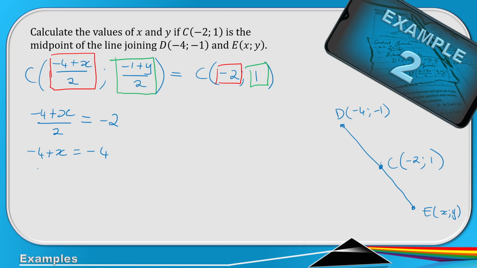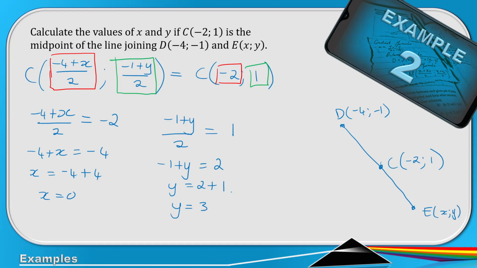Take the 4 over to the other side, then we have x is equal to minus 4 plus 4, and this is 0. Okay, and then on this side, for the y value, we do exactly the same. We've got minus 1 plus y over 2 is equal to 1. Multiply both sides by 2. Then that leaves us with minus 1 plus y equals 2. Take the 1 over, y is equal to 2 plus 1, and y is equal to 3.